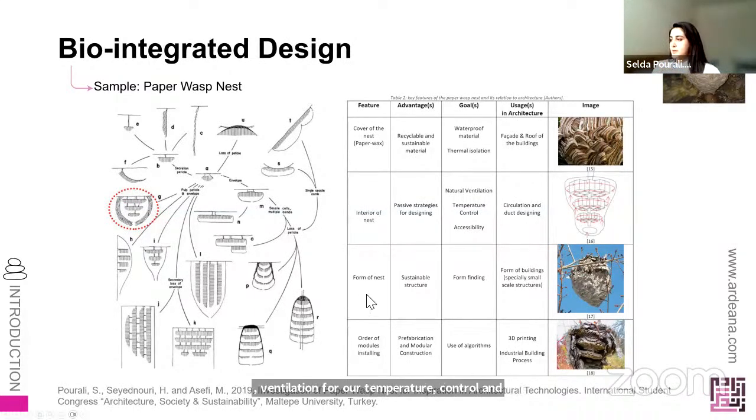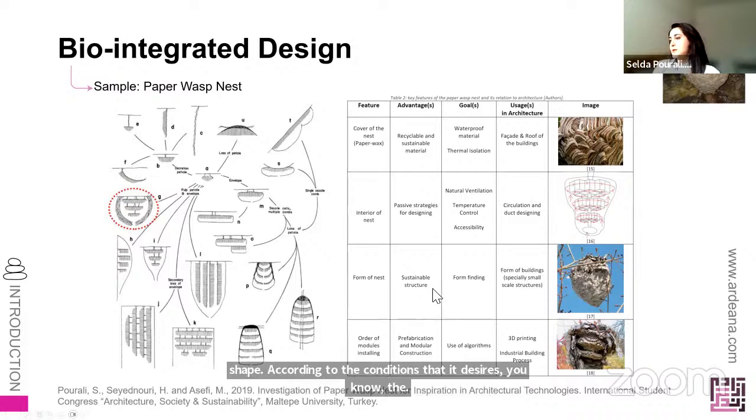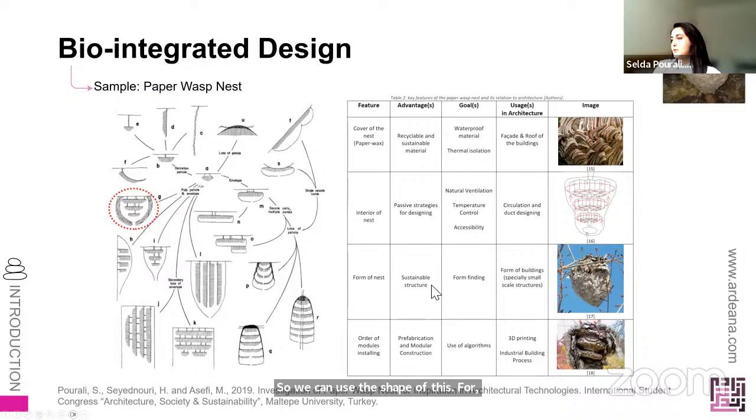Then we have the form of this nest. Because it is based on nature, nature has this ability to form the most optimum shape according to the conditions that it demands. So we can use the shape of this for sustainable structures, for form finding in our structures, especially for temporary small-scale structures.